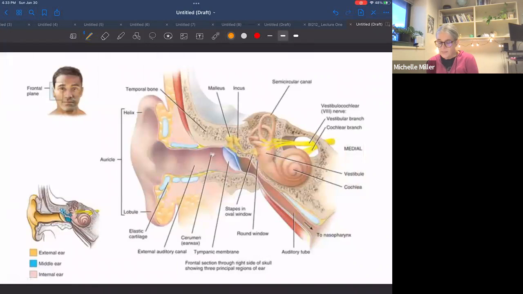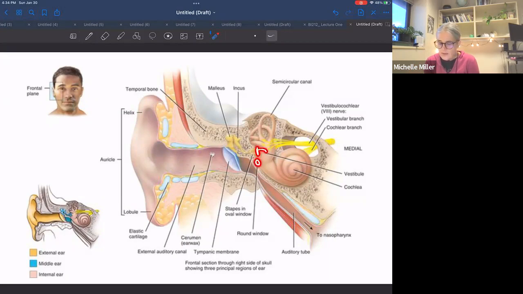So this is, your textbook calls it the auditory tube. So auditory tube and the eustachian tube are the same thing. So this is to the back of your throat. This tube connects to this middle ear, which should be just filled with air, but with an infection, sometimes it gets filled with fluid. And that makes it hard for us to hear when we have a middle ear infection. So this is the oval window right here. This is the round window.